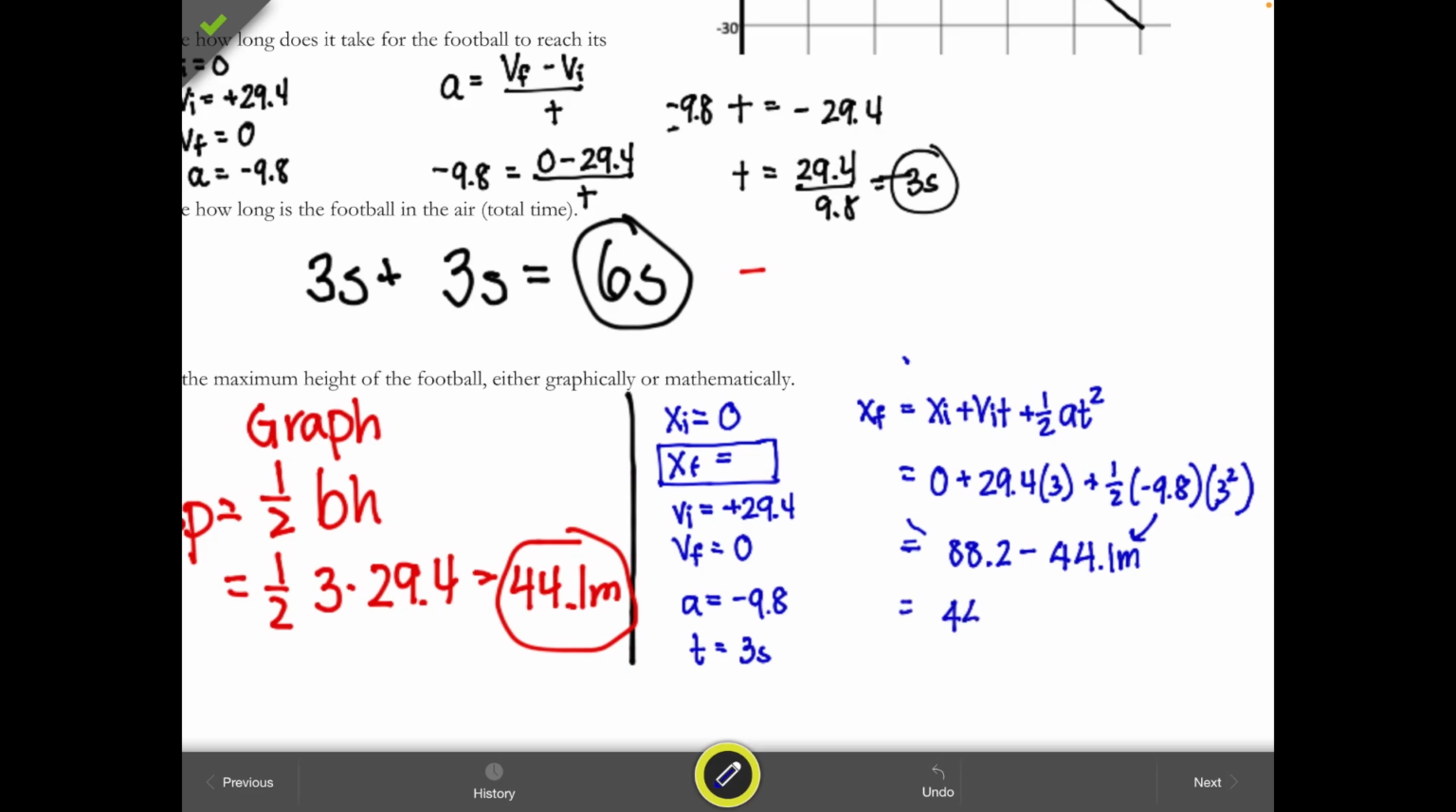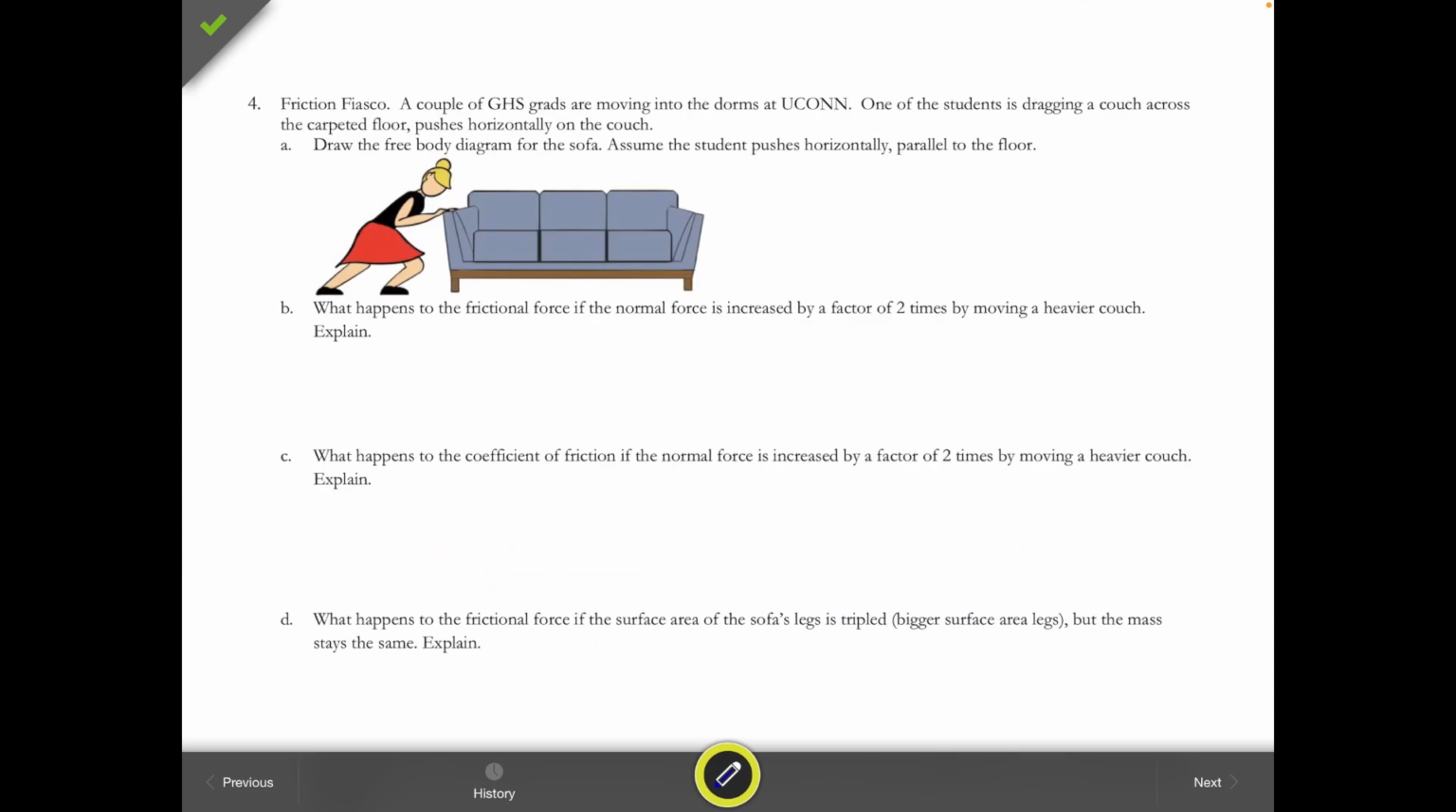Subtracting those out, I've got a 44.1 meter height, and both methods agree. Number 4 is a friction problem. I've got a student pushing with an applied force forward, friction that acts against the direction of motion, normal force up, weight down.